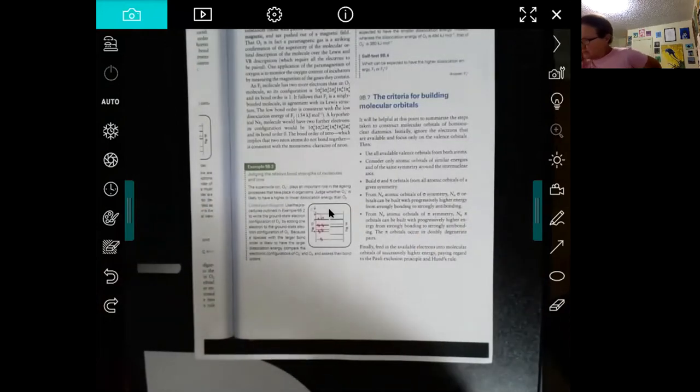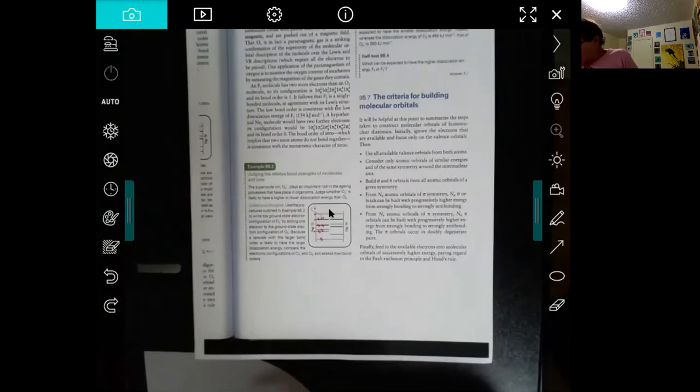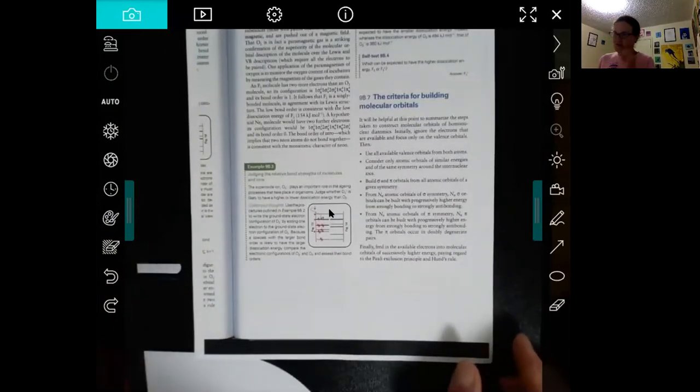So the criteria for building molecular orbitals: use all available valence orbitals from both atoms. So that's what the software does. It takes p orbitals if it needs them, s orbitals, maybe d. Consider all atomic orbitals of similar energy of the same symmetry around the nucleus. Those are decisions the computer makes. Build the sigma and pi orbitals from the atomic orbitals, and then place the electrons into each of those orbitals using the same rules that you use for atoms, Hund's rule and Pauli's exclusion principle.